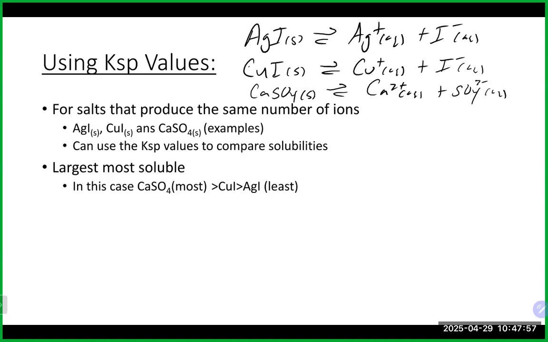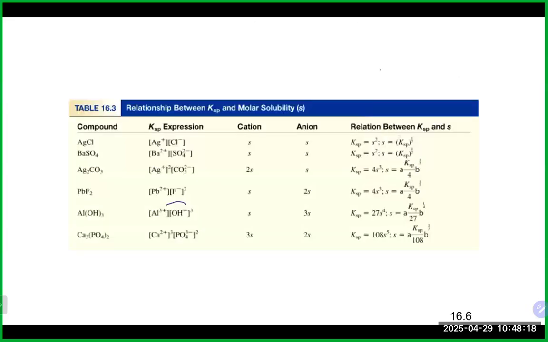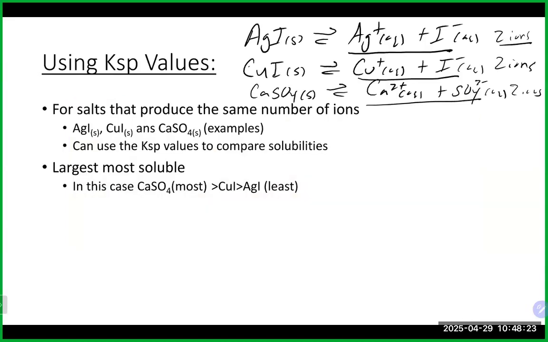We can use the KSP values directly to compare these, and the reason we can do that is that each of these breaks apart into 2 ions. If you do the math, they're all basically going to be the square root, so it all comes out the same math. Because they break apart into the same number of ions, you can use the KSP values to directly compare which one should be more soluble and which least soluble.